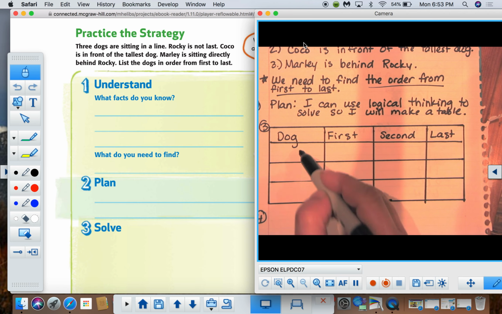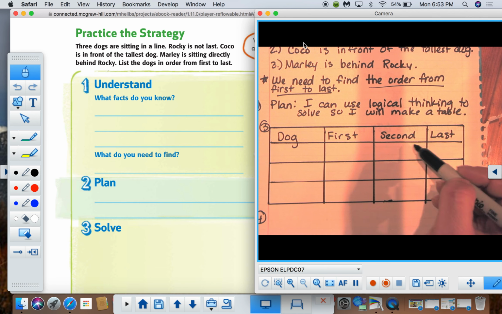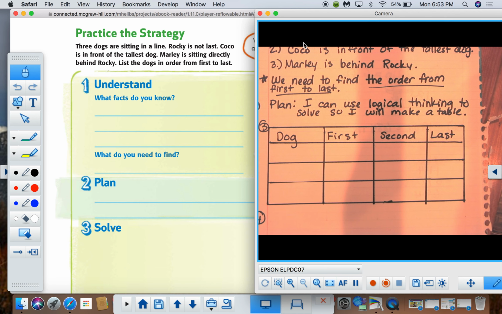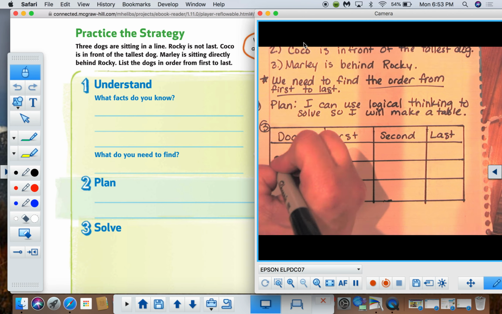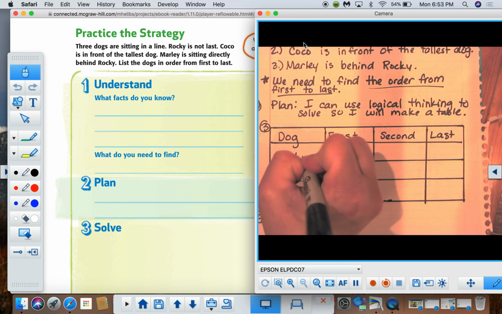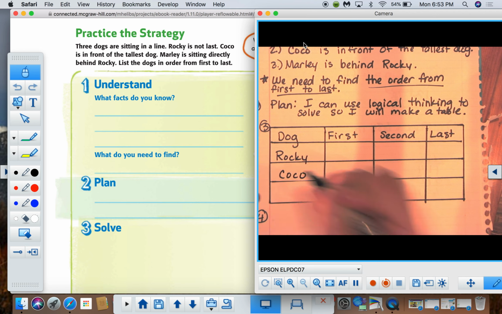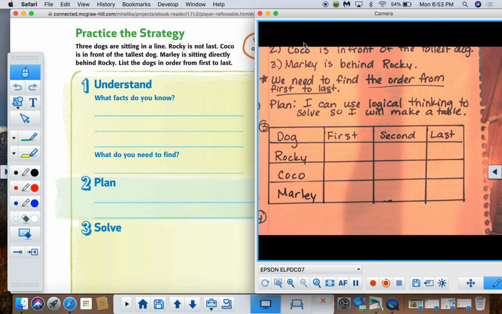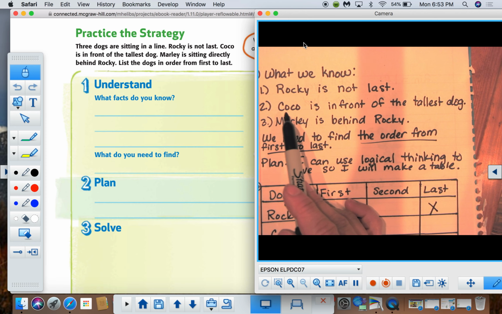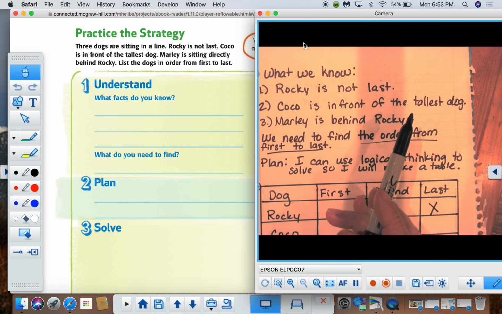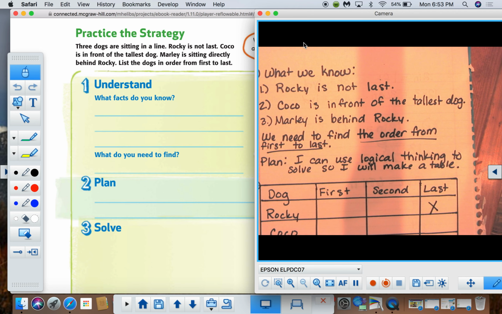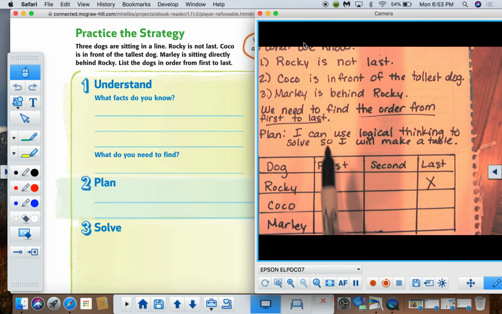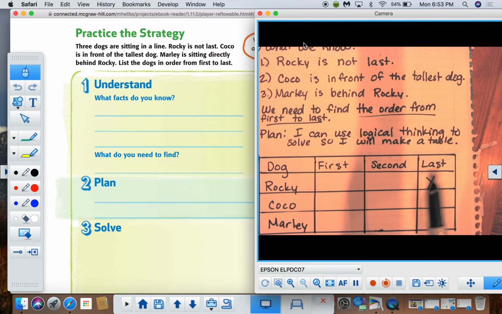So here's my table. I'm going to list the dogs' names. We're going to figure out who's first, second, and last. So I know that I have one dog named Rocky, a dog named Coco, and a dog named Marley. I know that Rocky is not last, so I'm going to put an X right here. The other piece of information is Coco is in front of the tallest dog. We don't know who the tallest dog is just yet. Marley is sitting behind Rocky.